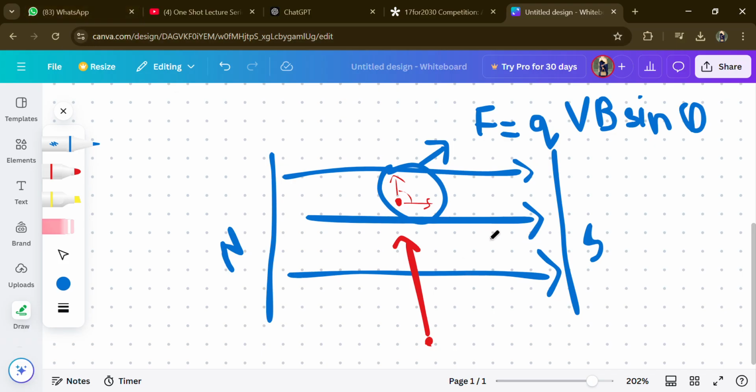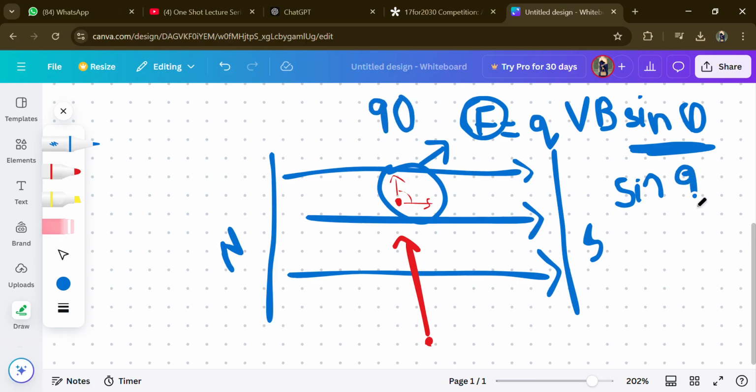In this situation, the sine theta basically tells us the influence of the angle on the force. We all know that in this situation, if you ask what the sine theta is, here sine theta will be 1, because the angle is 90 degrees. So sine theta at 90 degrees is what? 1.